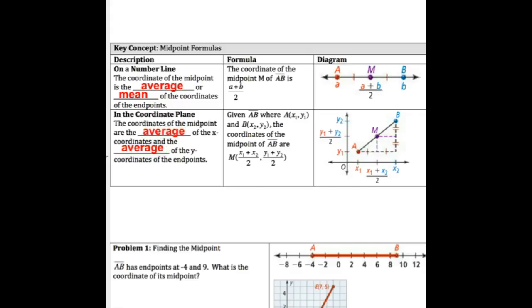In the coordinate plane, you need to average the x values and you also need to average the y values of those coordinates. So you can see the x value of the A coordinate and the x value of the B coordinate, add them up and divide by 2. You do the same thing with the y values, the y value of the A coordinate and the y value of the B coordinate, add them up and divide by 2, and you'll end up with that midpoint right there.